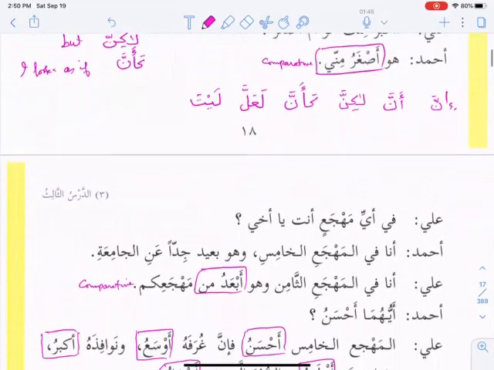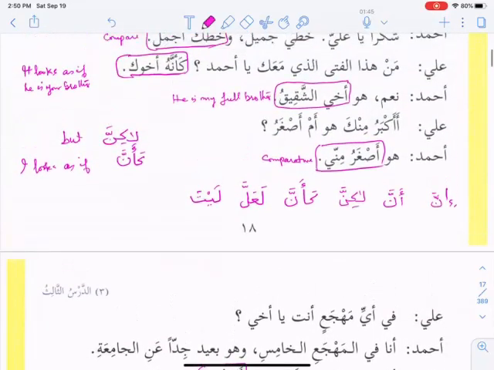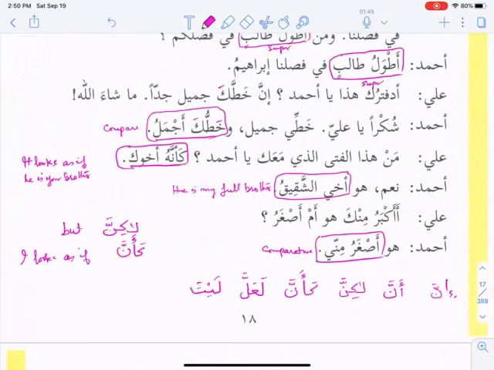So here we are. Ka'anna akhuka, as if he is your brother. Na'am, he says, huwa akhi ash-shaqiq. This is a new thing we are learning here. Akhi ash-shaqiq, he's my full brother. Full brother means same parents, mother and father same. Huwa akhi shaqiq. Did you get the idea, inshallah?